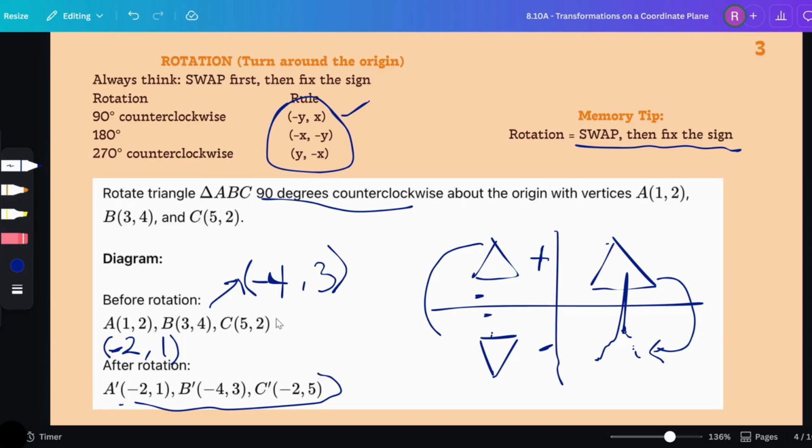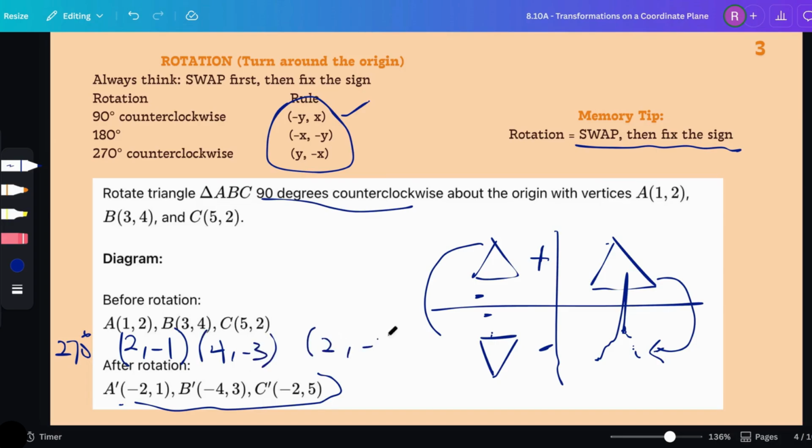And assuming you have to do 270 degrees, let's see what 270 degrees will look like. We also swap, but it's x that will become negative. So that means we'll be having 2 comma negative 1. This is for 270 degrees. 2 comma negative 1, and b will be 4 comma negative 3, and this one will become 2 comma negative 5. And 180 degrees will just be negative 1, negative 2, then negative 3, negative 4, then negative 5, negative 2, and that is what rotation is about.